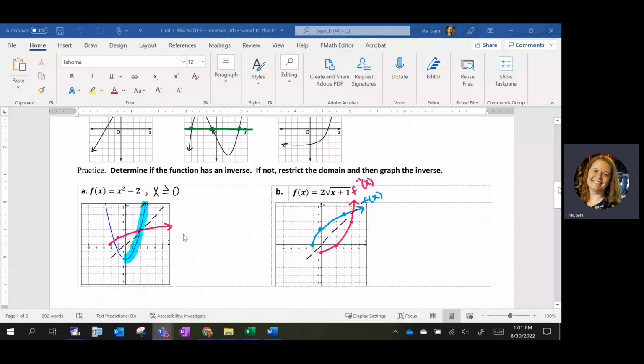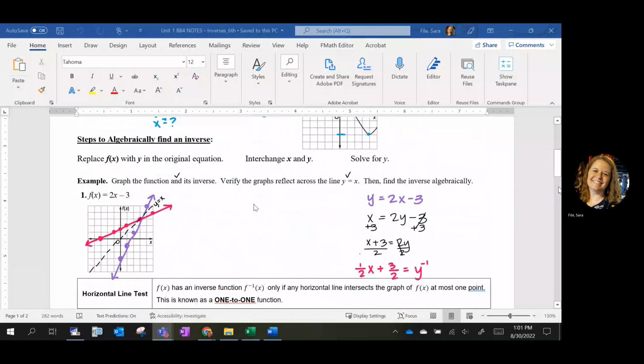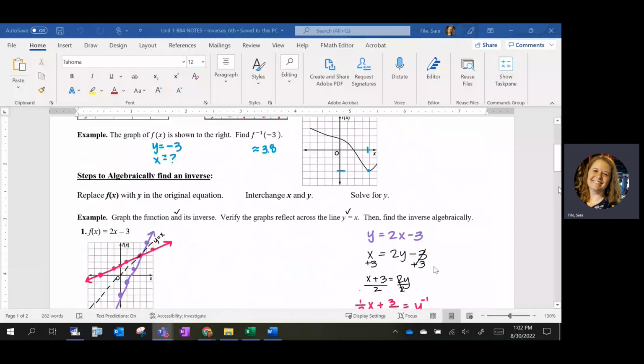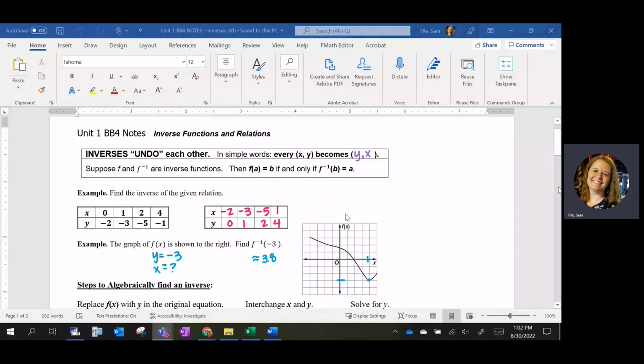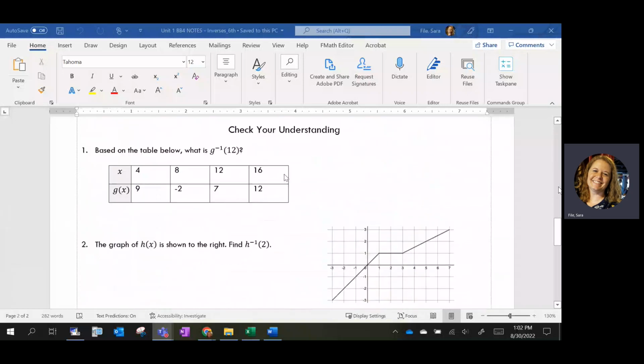And did we mention up here? We talked about algebraically the way to check for an inverse as well is to replace f of x with y, switch the x and y, and solve for y, and that gives you the inverse equation. And then we had the rule up here that talked about if these functions are inverses, then this would be true. So on the back, you were supposed to have tried the check for understanding.